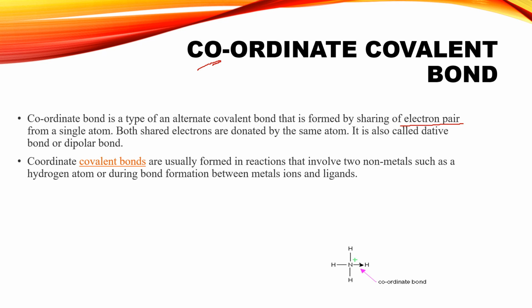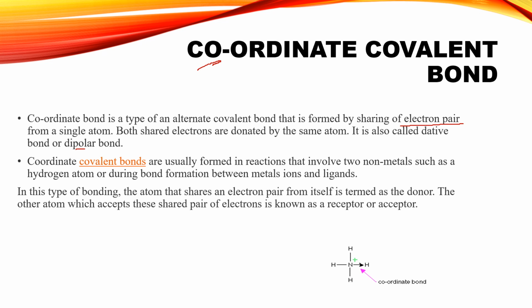Both shared electrons are donated by the same atom, and it is called dative bond or dipolar bond. Coordinate covalent bonds are usually formed in the reactions that involve two non-metals, such as hydrogen atoms, or during bond formation between the metal atoms and ligands, right? What is ligand? I will illustrate you in the next chapter.